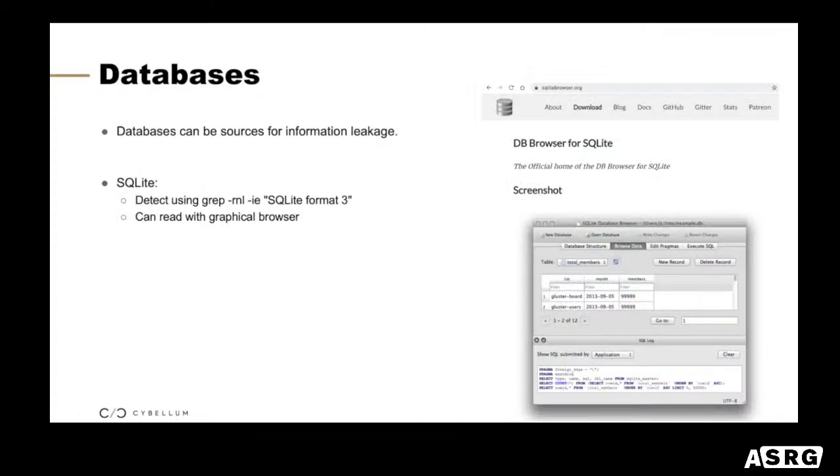Databases can also be sources for information leakage, so it's interesting to look for them inside a firmware. SQLite is a common example for embedded software of a flat file database. You can identify those files, search for them using their signatures, and you can read them using a graphical browser, and look for the information inside. There are freely available SQLite browser utilities out there.